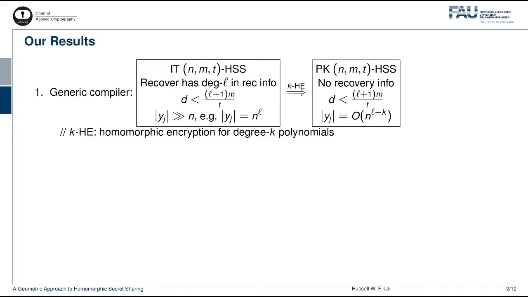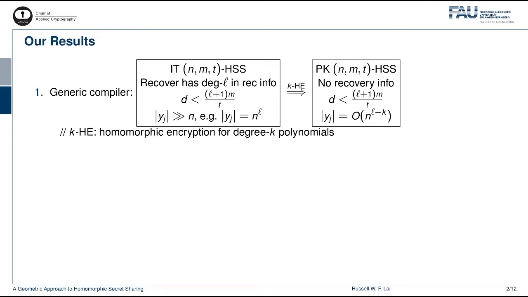Given the background of HSS, in this work we present three results. First, we present a generic compiler which can compile a certain class of IT HSS schemes, whose recover algorithm can be expressed as a degree L polynomial in the recovery information, into PKHSS schemes using KHE, which stands for homomorphic encryption supporting degree K polynomials. Note that the HSS schemes before and after the compilation both support the same degree D, which is strictly less than L plus 1 times m over t.